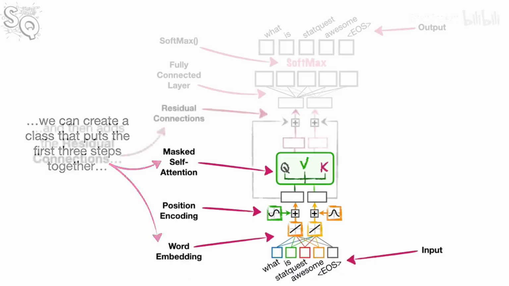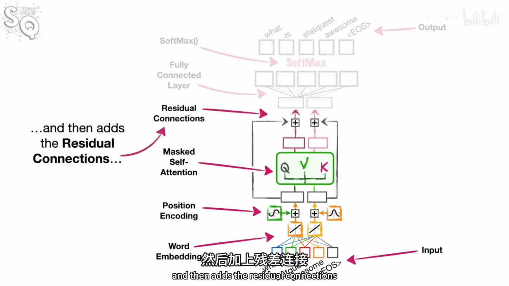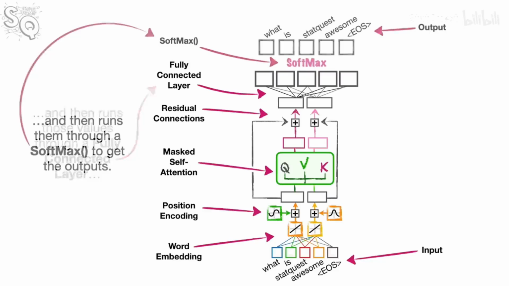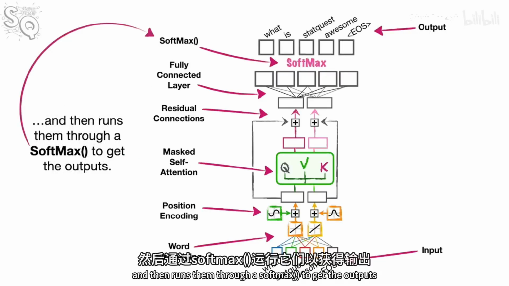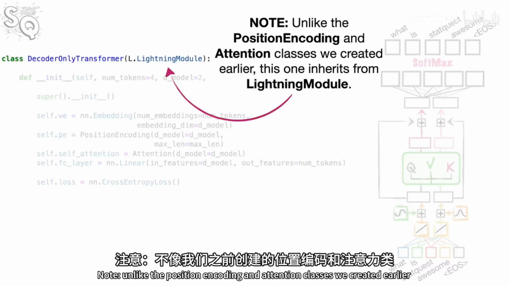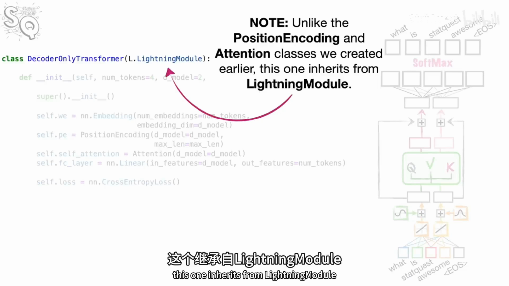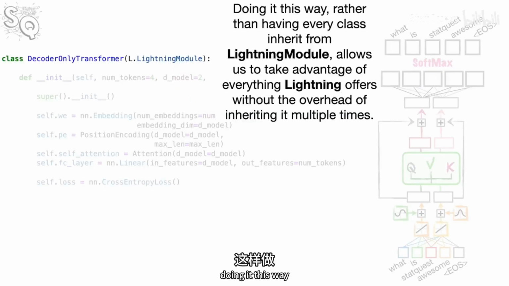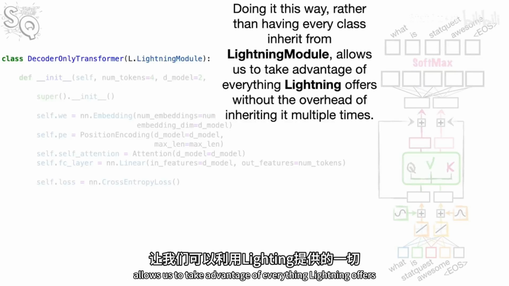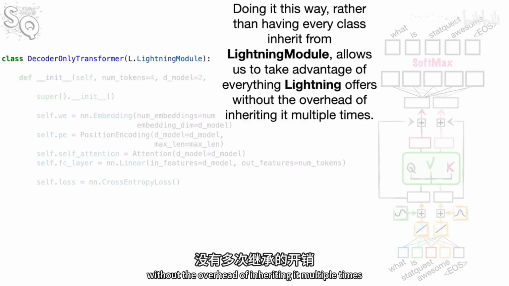steps together, and then adds the residual connections, and then runs those values through a fully connected layer, and then runs them through a softmax to get the outputs. And we do that by creating a class called decoder-only-transformer. Note, unlike the position encoding and attention classes we created earlier, this one inherits from Lightning Module. Doing it this way, rather than having every class inherit from Lightning Module, allows us to take advantage of everything Lightning offers without the overhead of inheriting it multiple times.